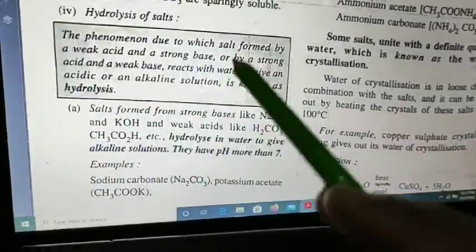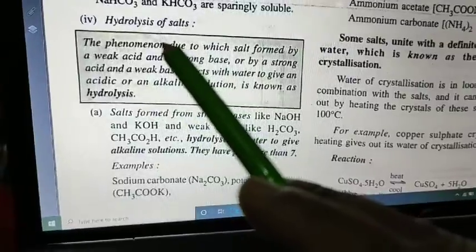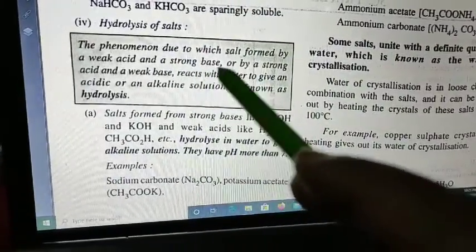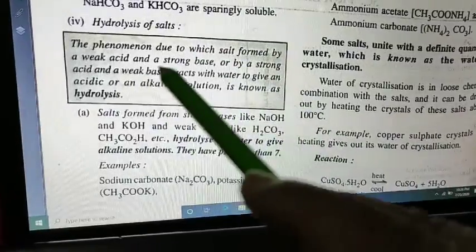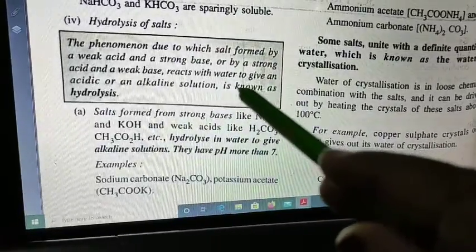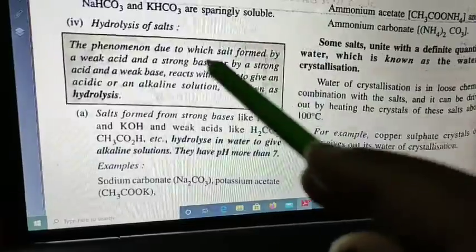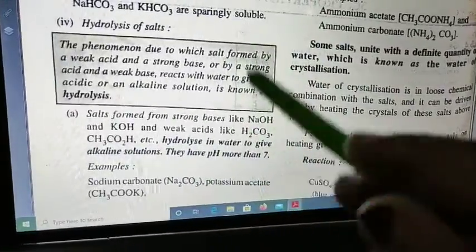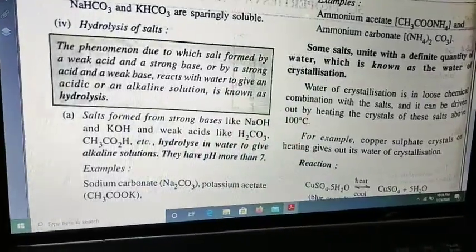Now there is a term called hydrolysis of salt. The fourth property is hydrolysis of salt. The phenomenon due to which a salt formed by a weak acid and a strong base, or by a strong acid and a weak base, reacts with water. That means the salt reacts with water to give an acidic or an alkaline solution, which is known as hydrolysis.